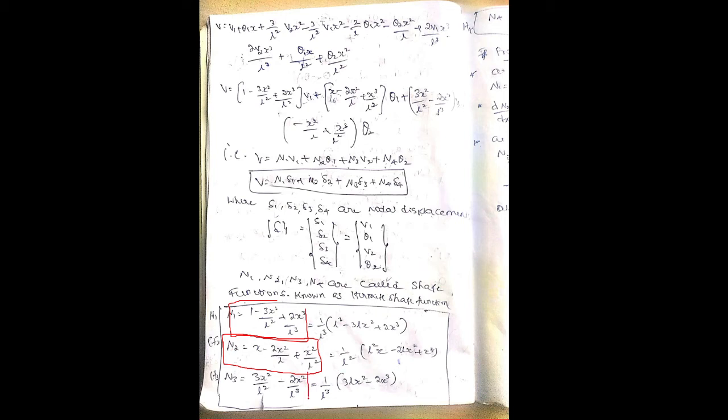Next, N3 equal to 3x square by L square minus 2x cube by L cube.